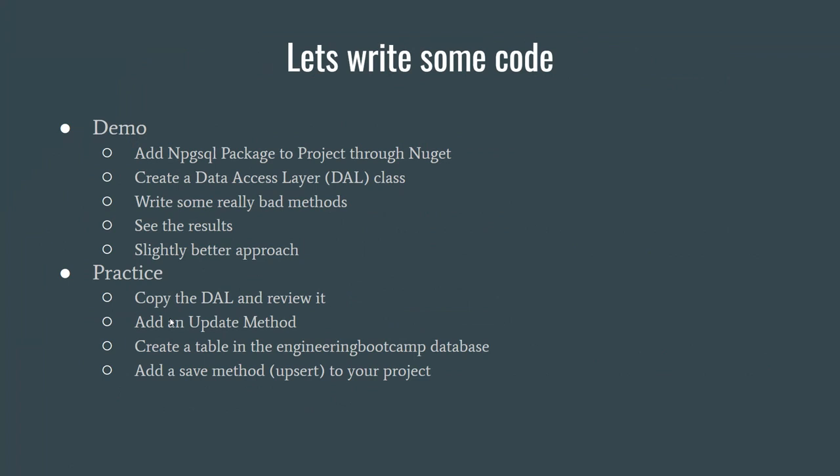So a lot of today is going to be actually showing you code. There are some things we have to do to get started. I have to show you how to add a third-party package into your project. The one we're going to add is called Npgsql, and I'm going to show you the NuGet package manager and how to add it. Really easy. We're going to create what's called a data access layer class. DAL is a very common acronym across different programming languages to indicate areas of code where we're talking to the database. We're going to write some really bad methods and watch them run, and then I'm going to show you a better way of doing it.